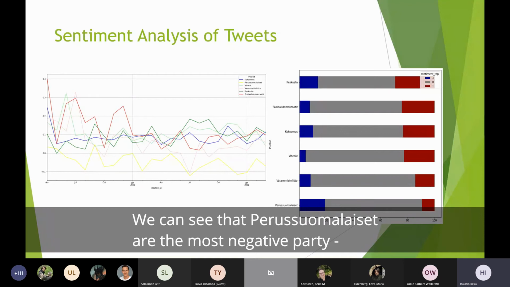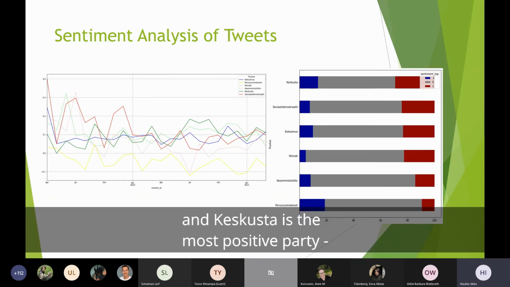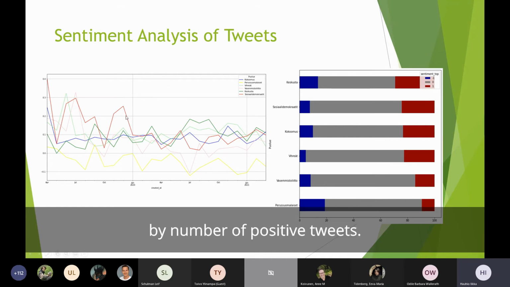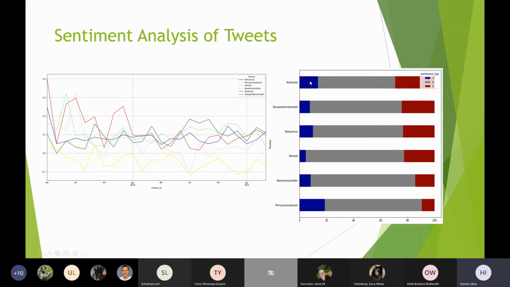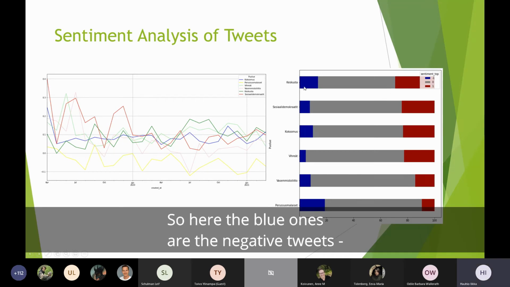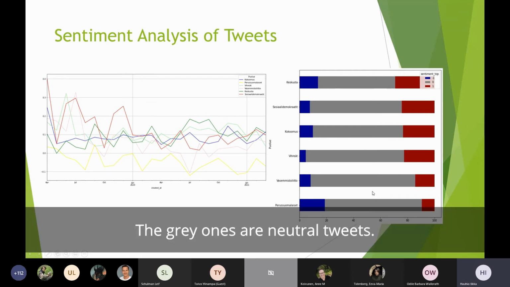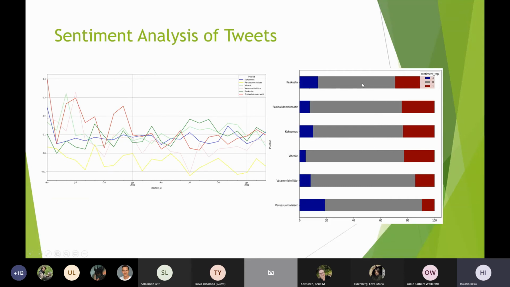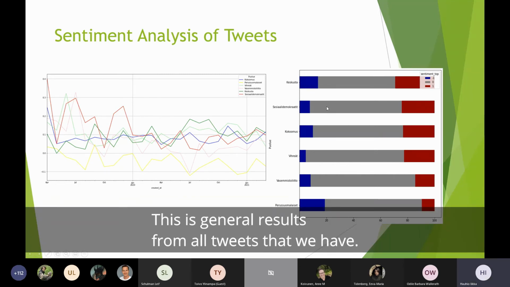And we can see that perussuomalaiset are the most negative party and Keskusta is the most positive party by number of positive tweets, but then Vihreät is the least negative party. So here the blue ones are the negative tweets and the red ones are the positive tweets and the gray ones are neutral tweets. And this is like general results from all tweets that we have.